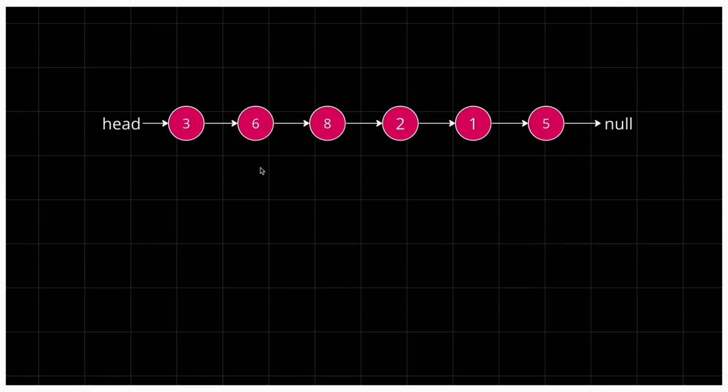Here I have taken one list, 3 6 8 2 1 5, and let's try to reverse it. One simple solution to this problem is that you can store the address of each node in a stack. So first you will store 3. You are basically storing the actual node address, right? Then 3, then 6, then 8, then 2, then 1, and then 5.